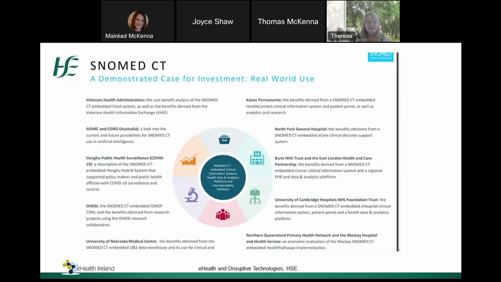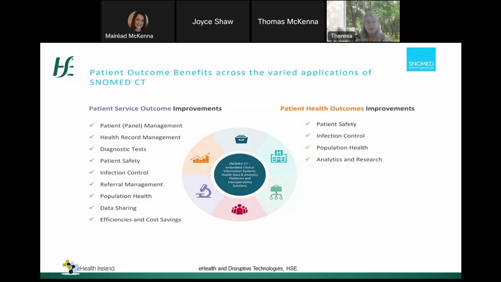I suppose the main thing to say about this slide and the next slide is, like, why should a country invest in SNOMED, or why should they work on it? And this is just an example of a couple of countries that have been working with SNOMED and some of what they have found using it. So Barts Health in East London said that the benefits derived from SNOMED embedded in the Cerner system for clinical informatics and was a regional EHR and data analytics platform. So they endorse that we use SNOMED. This is in England as well. They agreed that there was a lot of benefits. So the case for investment is quite strong in all these countries.